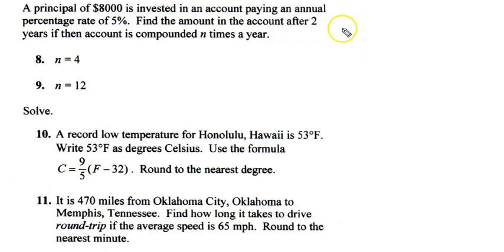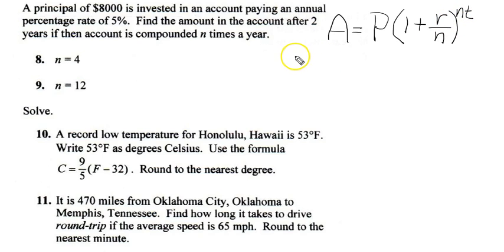Now, for this, we're going to need to know the compound formula, and I'll write it here for you, and you can write it as well. A equals, that would be the future amount, the principal times, in parentheses, 1 plus r, where r is the rate, over n, where n is the number of times it's compounded each year, and then it's raised to the exponent nt, where t is the number of years, and again, n is the number of times it's compounded.